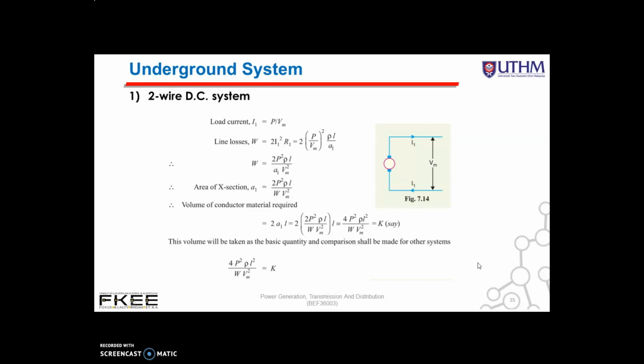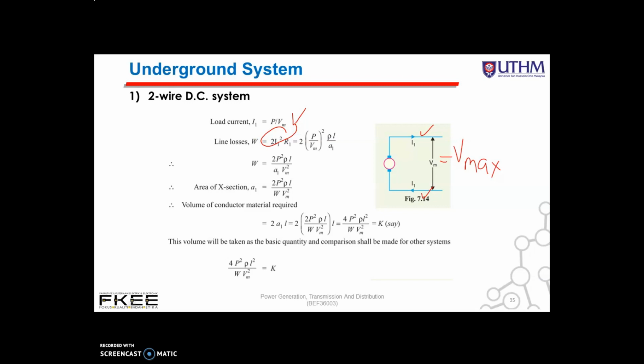When the transmission line is by underground system, the stress on the insulation is between the conductors. So here are the conductors. The comparison based on maximum voltage is between the conductors. So this one is the V maximum. The case here is the two-wire DC system. If Vm denotes the maximum potential difference between the conductors, it will also be the working voltage in this case. So we do the analysis the same as the overhead system. Load current I1 is equivalent to P over Vm, and then line losses W is equivalent to 2 I1 squared R1, with 2 because we have 2 conductors.